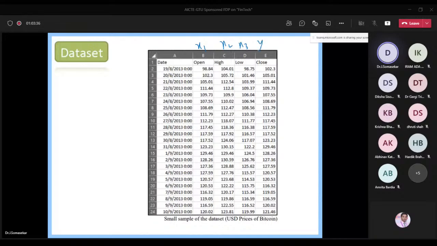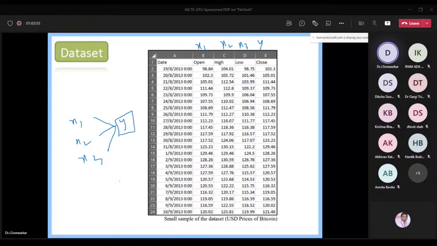We are looking for the prediction of closing, that is the closing price of the Bitcoin, called the y value. So we have x1, x2, x3 according to this data set. By using these three, we are looking for the y value. This is the closing price, or we can call it the Bitcoin price.